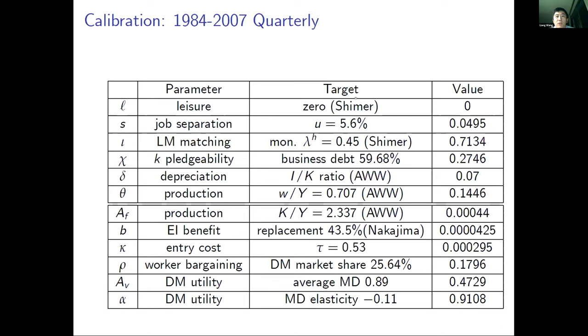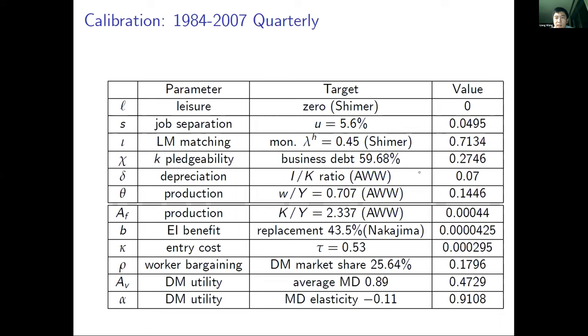One quick thing about the calibration: right now we choose leisure to be zero, following Shimer, but we understand there are different takes on how much leisure should be, and we're trying different values. And the second thing is for those parameters on top of this double line. I have to make a comment here.